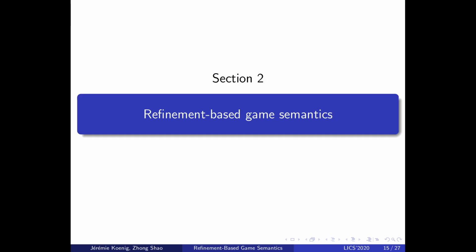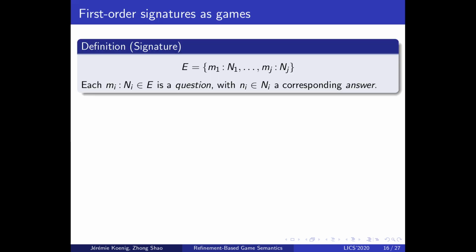Now that I've described the main ideas behind our work, I'm going to talk about the game model that we constructed. Since we're only interested in modeling first-order computation, we can use a very simple kind of games. We'll use signatures of the form that I have shown here, which are sets of questions where each question is assigned a set of possible answers.